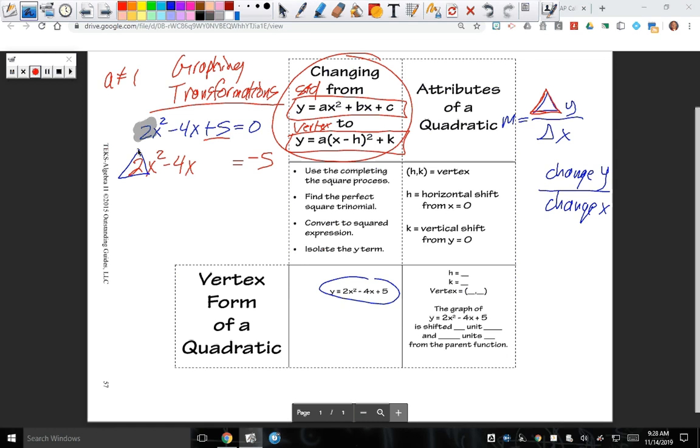I'm about to GCF out just the 2 from the left side. What are the scraps? X squared minus 2x. Notice how I only did that on the left side. I just GCF'd. Okay, so don't divide the right side by 2. Don't do that. I didn't divide both sides by 2. I just GCF'd.